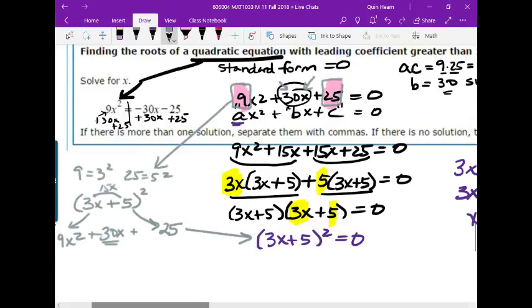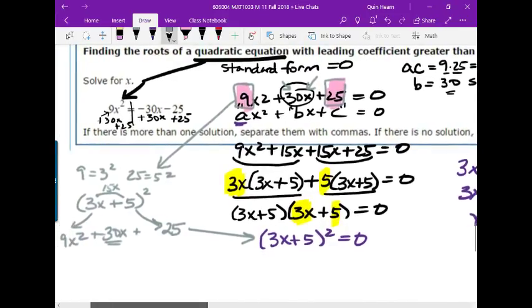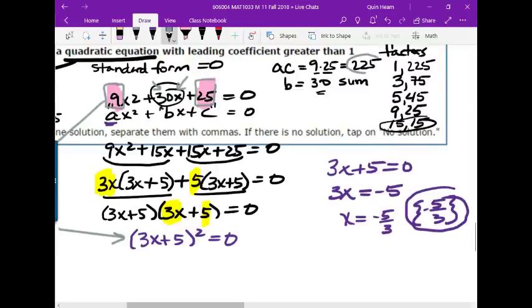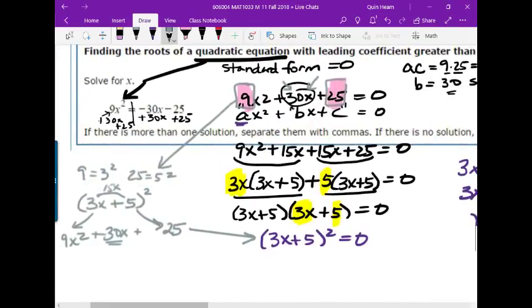Right? If you prefer, you can stick with the AC method, or if you don't notice that they're perfect squares, it's not going to hurt anything for you to do the AC method. But the nice thing about that is a lot of times these perfect square problems have very large numbers for you to factor. So if you notice it's a perfect square problem, you might be able to avoid having to make that list. Okay.